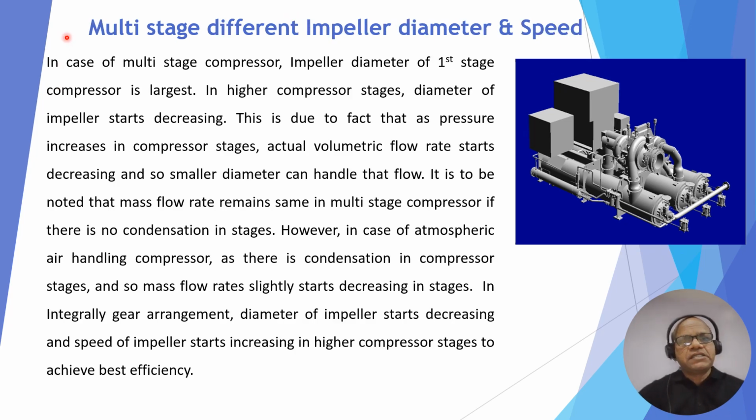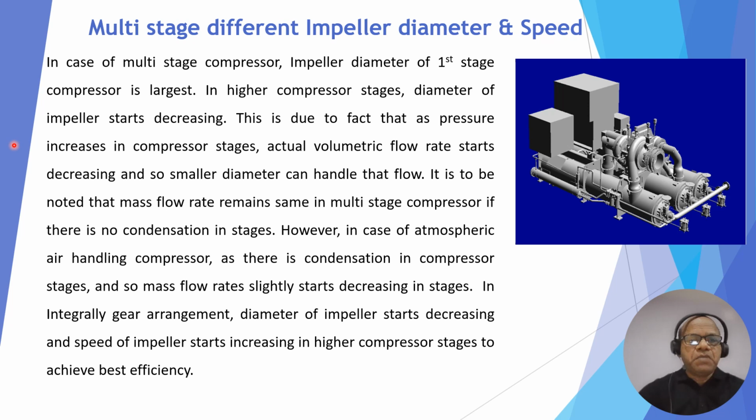Now, multi-stage compressors have different impeller diameters and speeds. You'll see that in a multi-stage compressor the diameter starts decreasing and the speed increases, particularly in an integral gear type arrangement. In a multi-stage compressor, the impeller diameter of the first stage compressor is the largest. In higher compressor stages, the impeller diameter starts decreasing, and this is due to the fact that as pressure increases in the compressor stages, the actual volumetric flow rate starts decreasing, and so a smaller diameter can handle that flow.